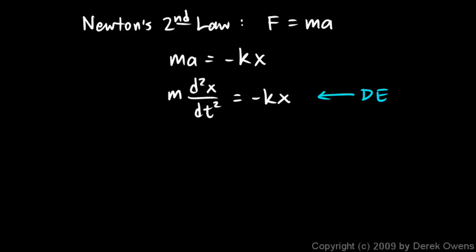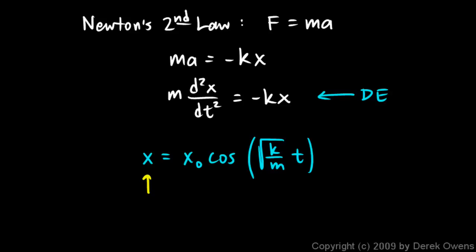If we did the math to solve this, the solution would be x is equal to x0, that's the initial position, times the cosine of the square root of k over m times t, where k is the stiffness of the spring from that equation, F equals negative kx, and m is the mass. So the position x here is a function of time. And we could differentiate this twice. We could find the second derivative of that and show that it satisfies this equation. And that's not too hard to do.